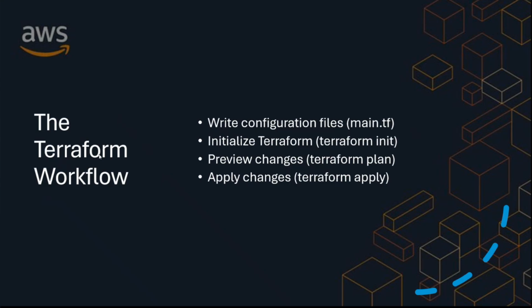Terraform follows a clean and predictable workflow. First, you write your infrastructure configuration in a .tf file. This is where you define resources like EC2 instances. Then you run terraform init to download the necessary provider plugins. Next, the terraform plan command shows you what Terraform is about to do. This is kind of a dry run that helps you catch mistakes before anything is deployed. Finally, terraform apply actually provisions the resources. This workflow ensures that your infrastructure changes are intentional, auditable, and repeatable.